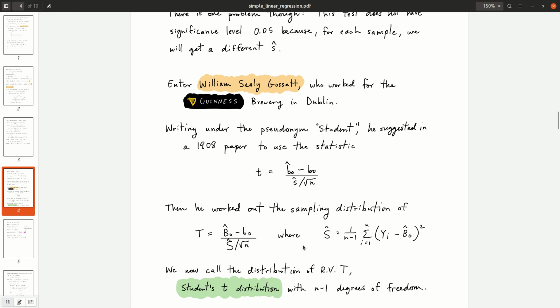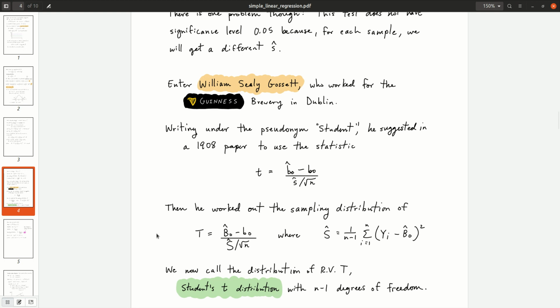So here, big S hat is just the estimate of sigma hat, and this should be S hat squared, with random variables plugged in. So wherever I see little yi, I do big Yi, and wherever I see little b0 hat, I do big B0 hat. So this is a sort of a different kind of random variable. And what Gossett worked out is what's the distribution of this random variable, and it turns out it's not a normal distribution, it's something different.